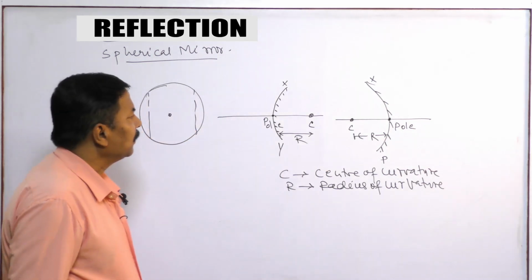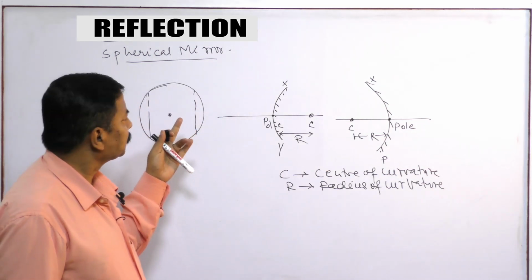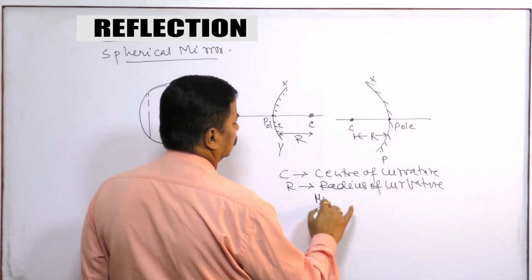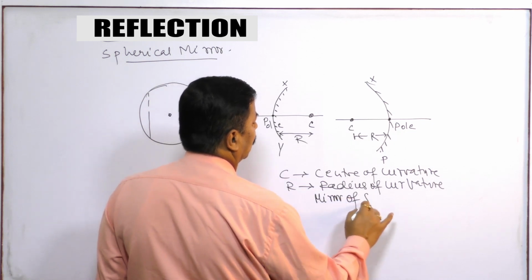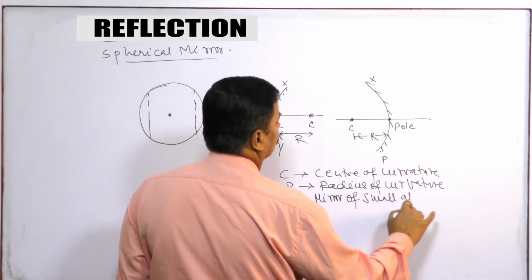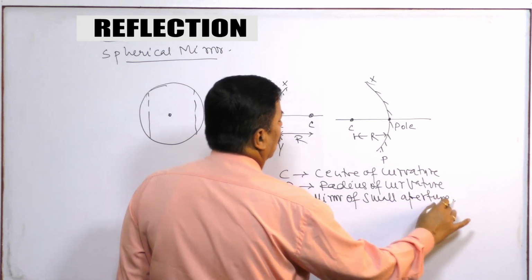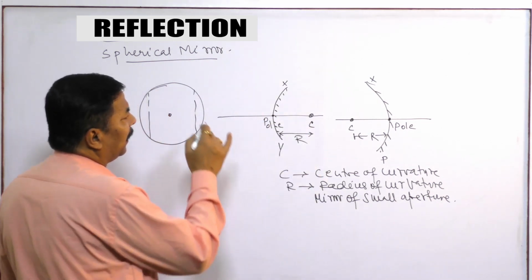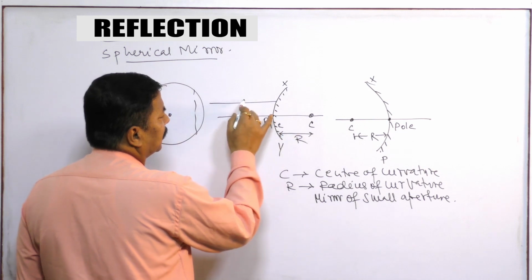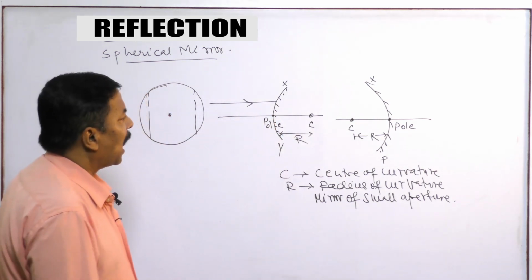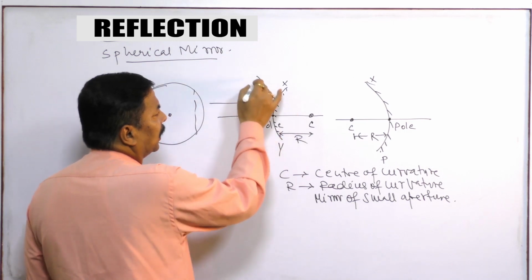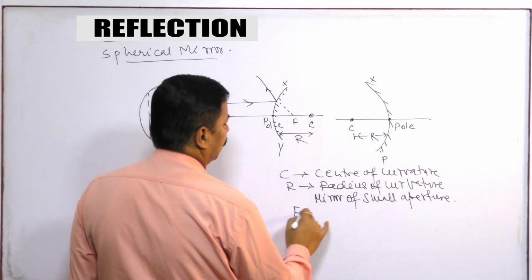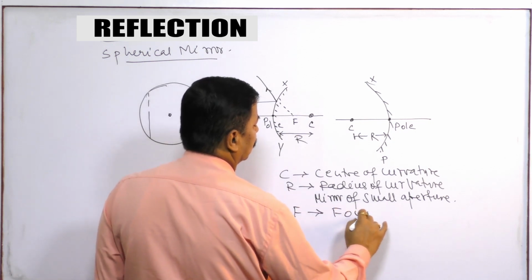Whatever we shall be discussing, we will be discussing about the mirror of a small aperture. That means size is small. If a ray parallel to principal axis goes, then after reflection it passes through the focus. So F represents your focus.